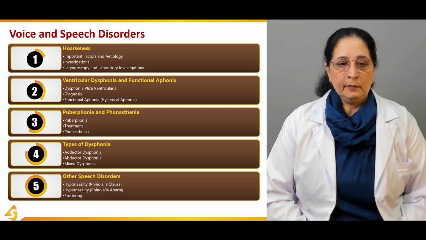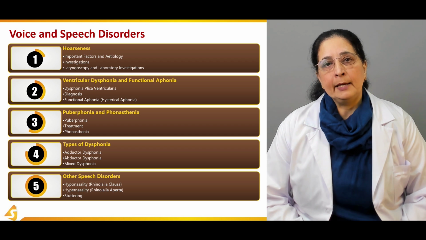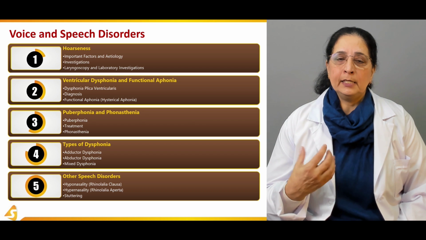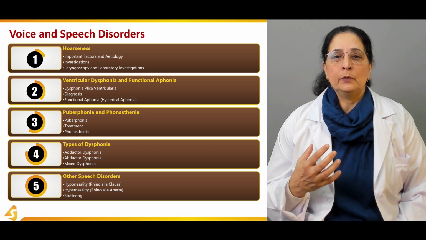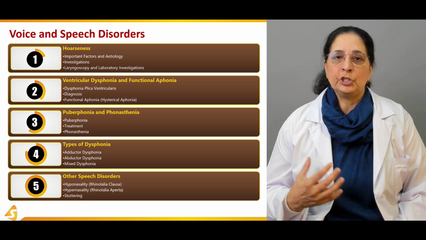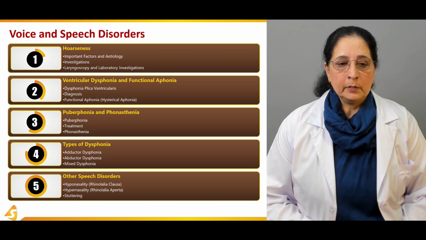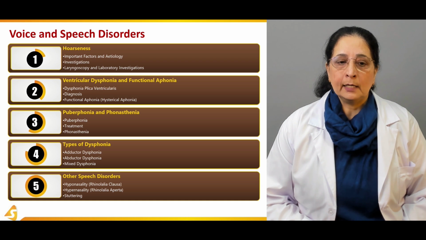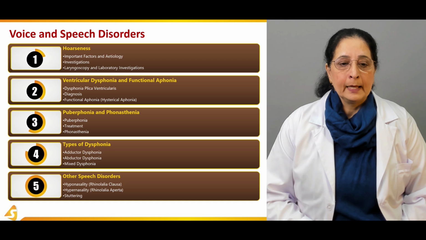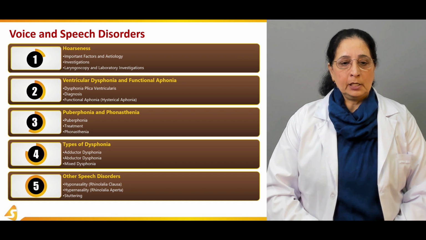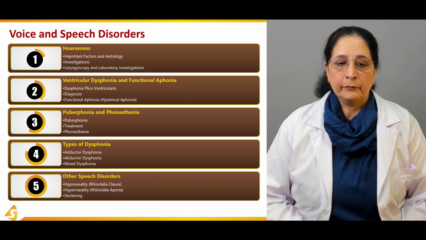In the second section, we will talk about the ventricular dysphonia and functional aphonia. Dysphonia is difficulty in producing sound, but aphonia is complete absence of the voice or sound. Phonation is for the production of voice or sound. And then we will talk about the conditions like dysphonia plica ventricularis that can cause ventricular dysphonia and how we diagnose this condition, and also we can talk about the hysterical or functional aphonia.